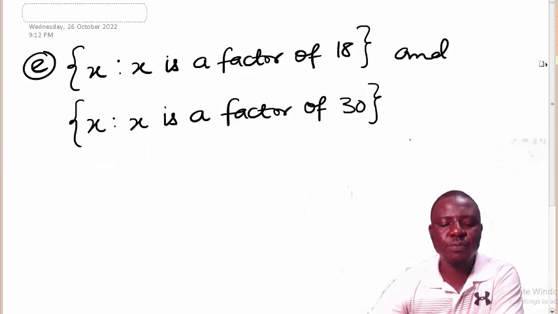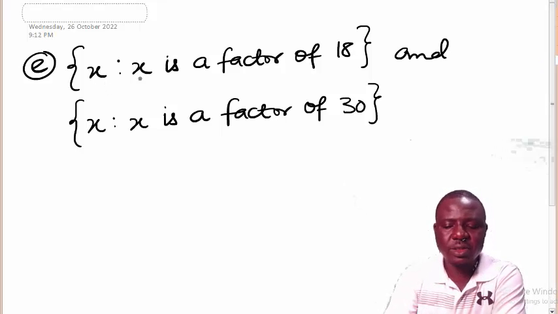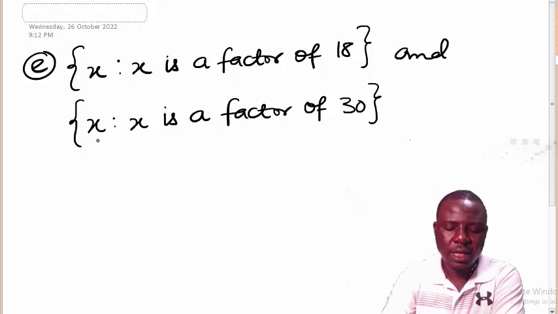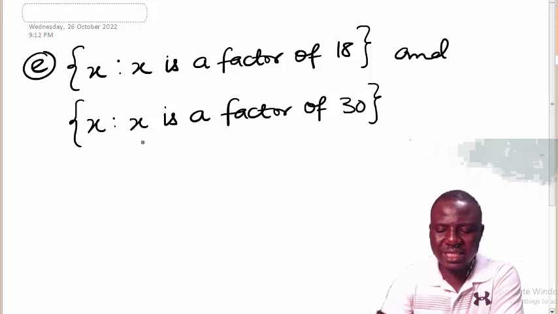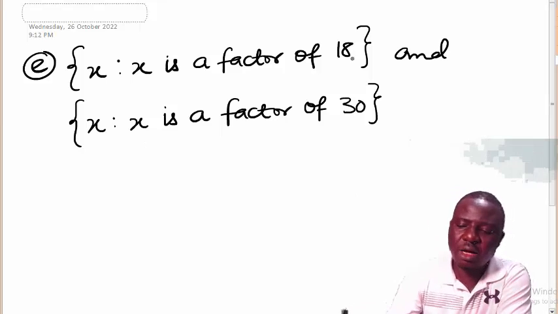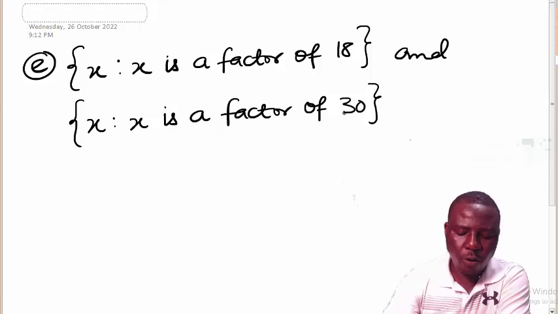Let's take another example. E says a set of elements X such that X is a factor of 18, and the second set of elements X such that X is a factor of 30. Now, what do you understand by factors? Factors are smaller numbers that can divide a big number without remainder. So we'll first list out the factors of 18 as well as the factors of 30 and then carry out such operations on them.